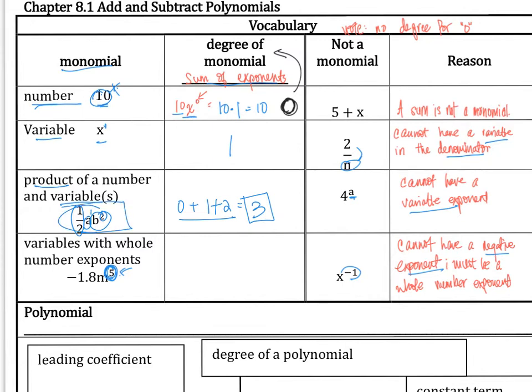And if you have variables with whole number exponents, then of course the degree of -1.8 is still 0, and the degree of m to the 5th power is 5. We add it together to get a total degree of 5.